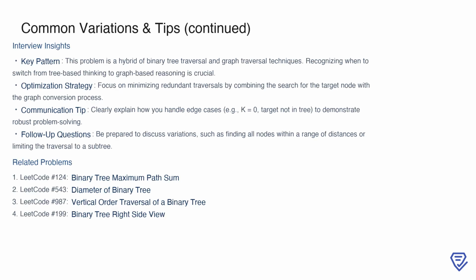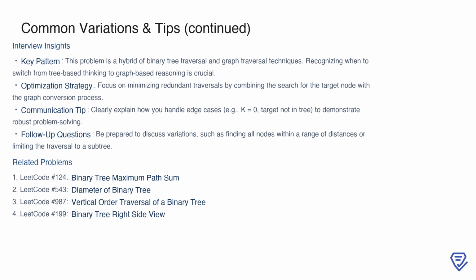This problem uniquely combines binary tree traversal with graph traversal principles, which is a key pattern to recognize. Knowing when to switch from thinking of the structure as a tree to reasoning about it as a graph is crucial for solving the problem efficiently. A strong optimization strategy involves merging the process of finding the target node with the graph conversion step. This reduces the need for redundant traversals and improves overall efficiency.